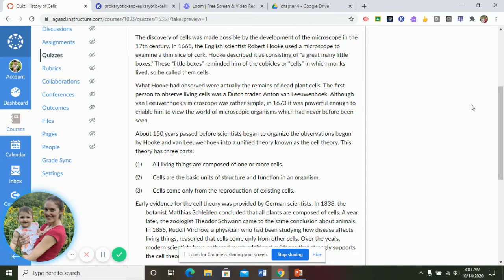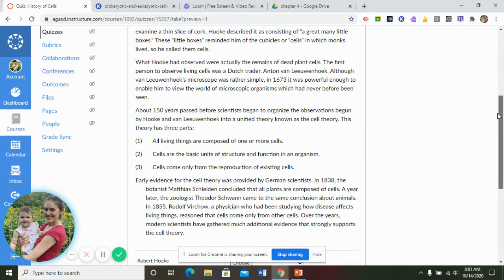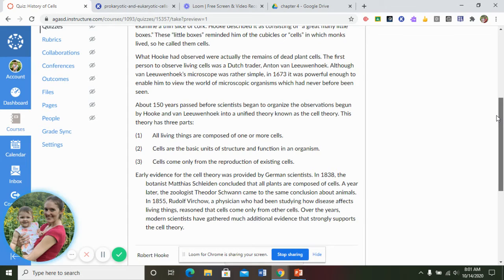A lot of people back then lived in monasteries. We'll talk about Gregor Mendel, and he also came from a monastery. What Hooke had observed were actually the remains of dead plant cells. The first person to observe living cells was a Dutch trader, Antoine van Leeuwenhoek. Although van Leeuwenhoek's microscope was rather simple, in 1673 it was powerful enough for him to view the world of microscopic organisms which had never been seen before.